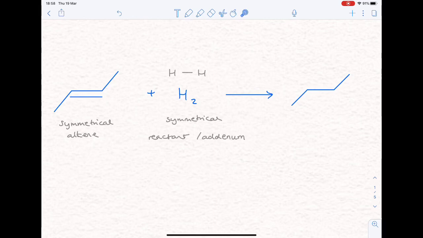So this is a video about Markownikoff's rule. As an introduction, here we have a symmetrical alkene, E-but-2-ene, reacting with a symmetrical reactant, in this case hydrogen. It doesn't matter which carbon one of the hydrogen atoms bonds to, because the other carbon is identical to the original, so we only get one possible product. You can try this out yourself by drawing out the mechanism.